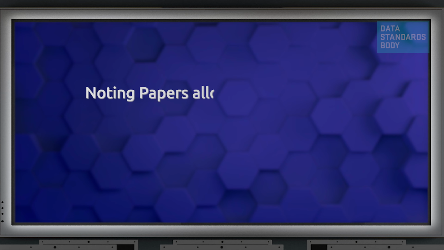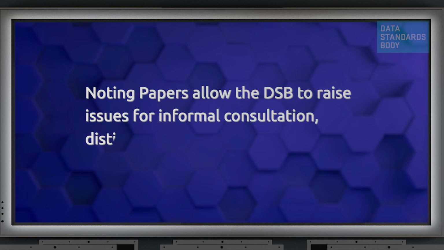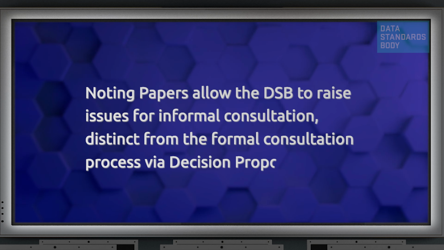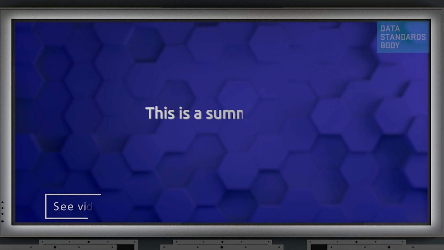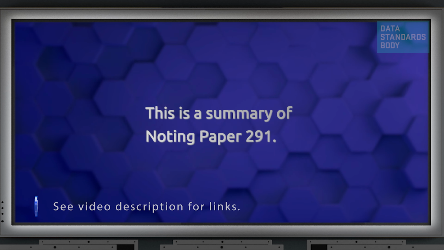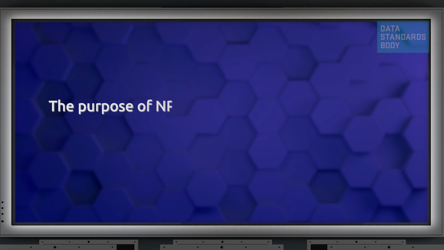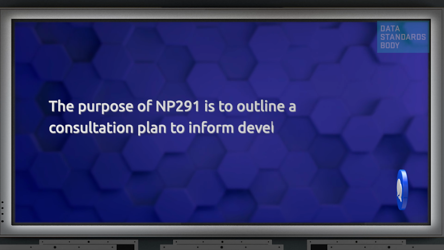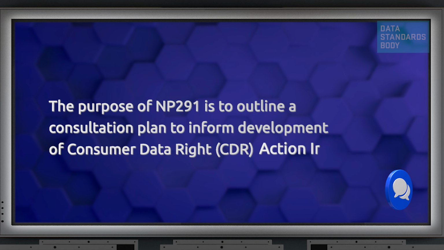Noting papers allow the DSB to raise issues for informal consultation, distinct from the formal consultation process via decision proposals. This is a summary of Noting Paper 291. The purpose of NP 291 is to outline a consultation plan to inform development of consumer data right, CDR, action initiation.